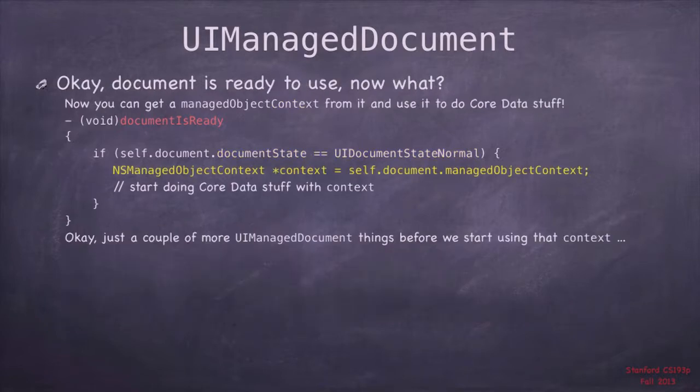So anyway, let's say I have this document in a normal state. Now what am I going to do? Now I'm going to grab that NS Managed Object context and go start doing some Core Data stuff. That's it. Okay? So this is how we get started.